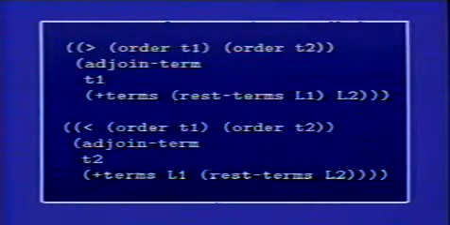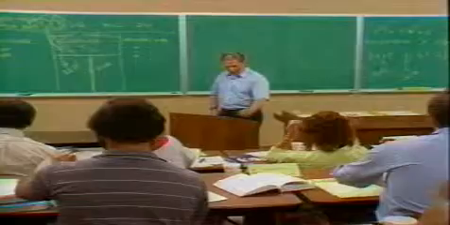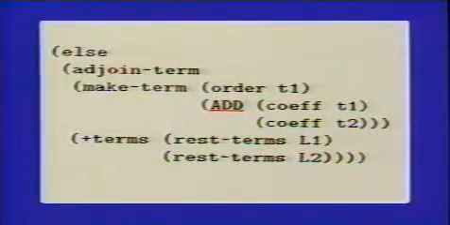So far nothing's much happened. We've just sort of pushed this thing off into adding lower order terms. The last case is where you actually get two coefficients that you have to add, the case where the orders are equal. What we do is, again, recursively add the lower order terms, but now we have to really combine something. We make a term whose order is the order of the term we're looking at. By now, T1 and T2 have the same order. That's its order, and its coefficient is gotten by adding the coefficient of T1 and the coefficient of T2.